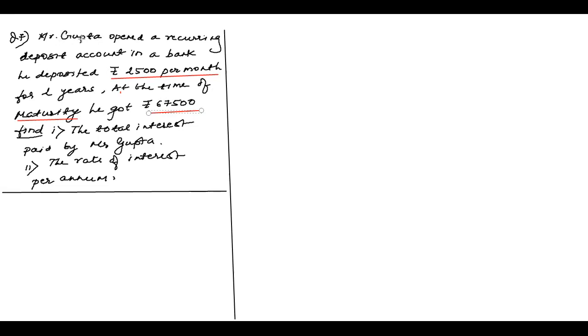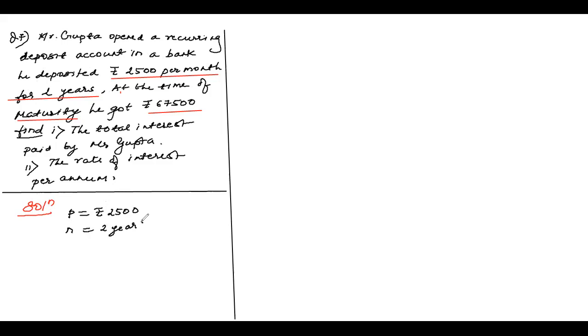Once again, Mr. Gupta opened a recurring deposit account in a bank. He deposited rupees 2,500 per month for 2 years. This is big information. Like if you see 2,500 per month for 2 years, it gives you two important pieces of information. One is P, the amount saved every month. And for 2 years, N is 2 years.